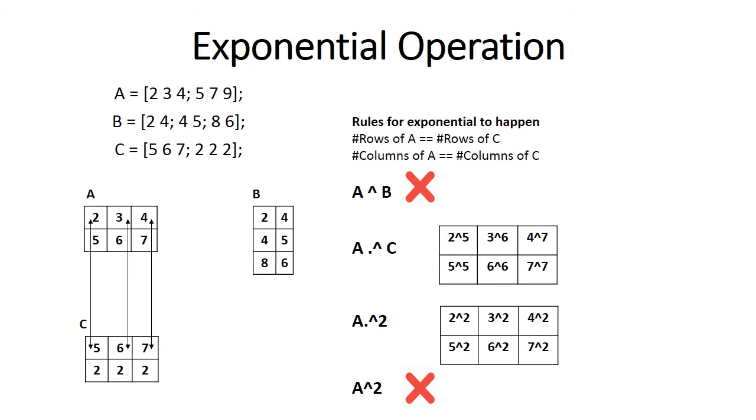Notice the way that we use it more often is using a scalar operator. So the third example there is a dot exponential 2, where you simply take the values of a, each element of a, and you power 2. So it's 2 to the power 2, 3 to the power 2, 4 to the power 2, and you do the same with 5, 6, and 7. There's no concept of just a exponential 2. So the exponential operator always has the dot in front of it.